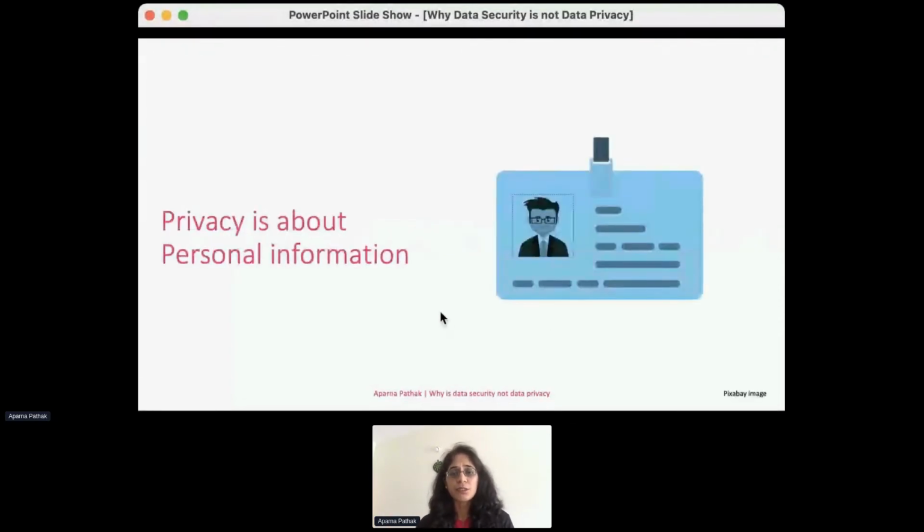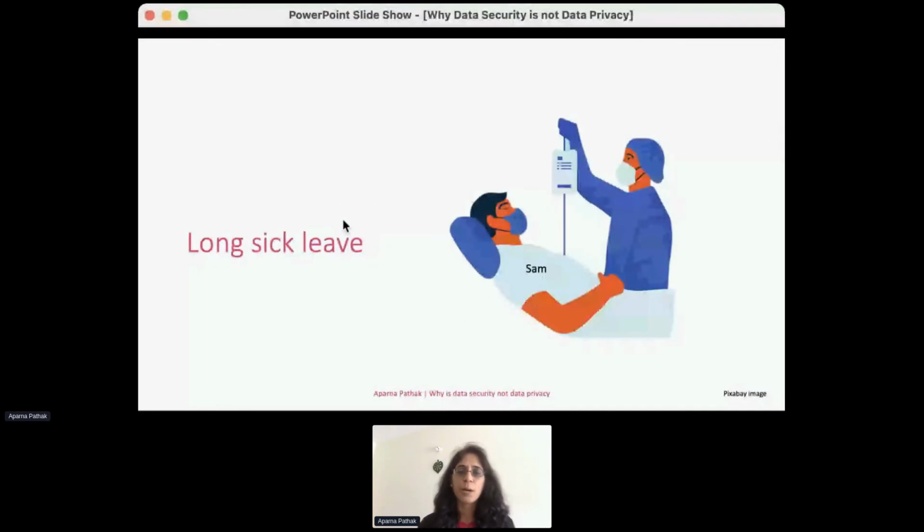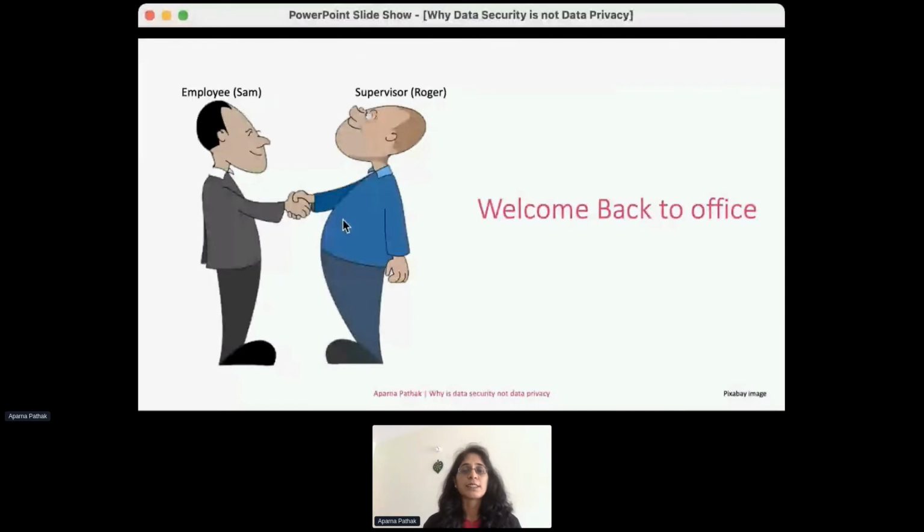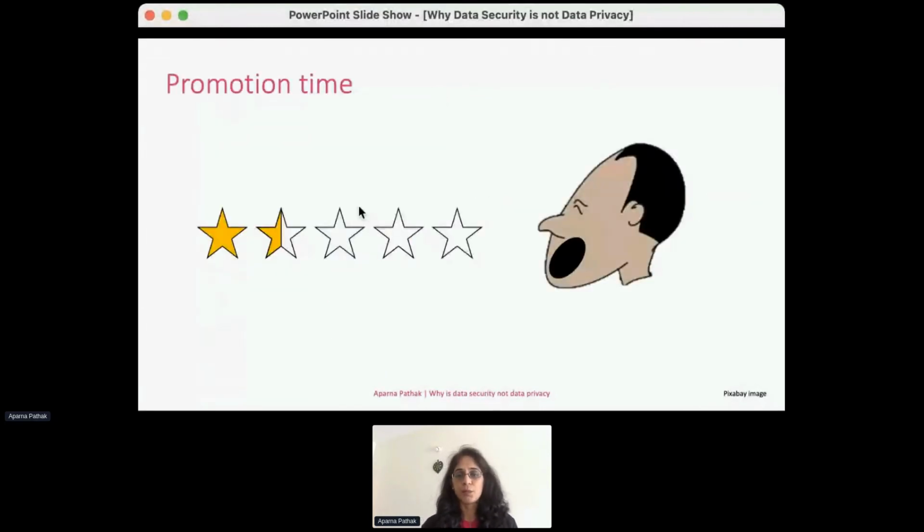So what is the difference between data security and data privacy and why am I here today? I talked about the case of Sam. But what is privacy? Privacy is your data, my data. Your name, your date of birth, your bank account number, anything that can identify you as an individual is your data and has to be protected. So Sam's case, we just spoke about. He went on long leave and he realized that his supervisor, Roger, collected all the data in confidence, but he used it for an inappropriate purpose when he found out that he was not given the promotion.